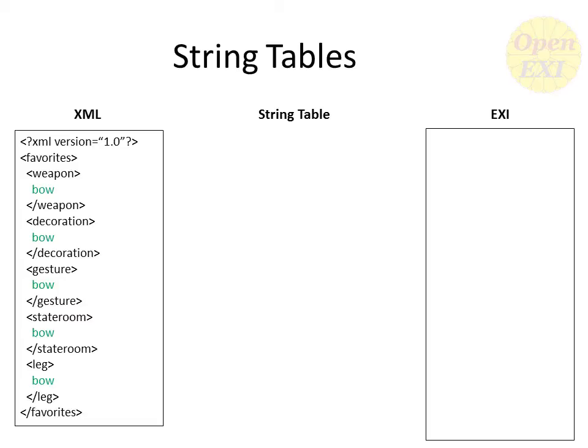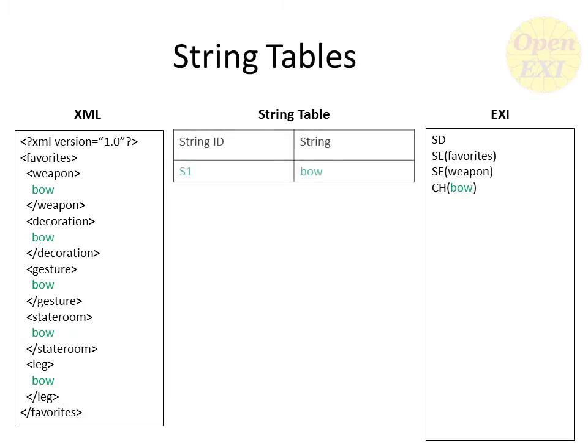So here's an XML file that lists some of my favorite things. It turns out that my favorite weapon is a bow. The bow string is added to the output stream, and it becomes the first entry in the string table. My favorite decoration also happens to be a bow. This time, a reference to string 1 is added to the output stream, rather than the string itself. Every element that uses the characters BOW can use the reference rather than store a new string. When the processing is finished, the string table is simply discarded.